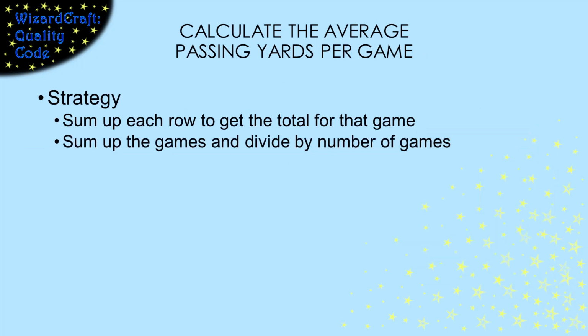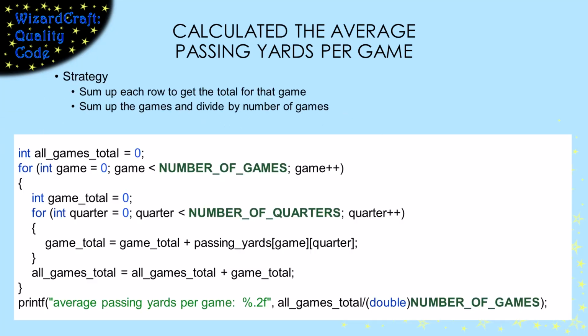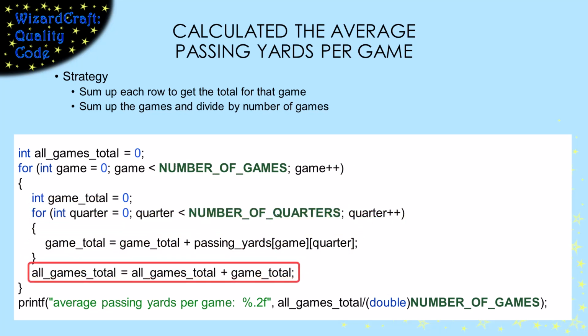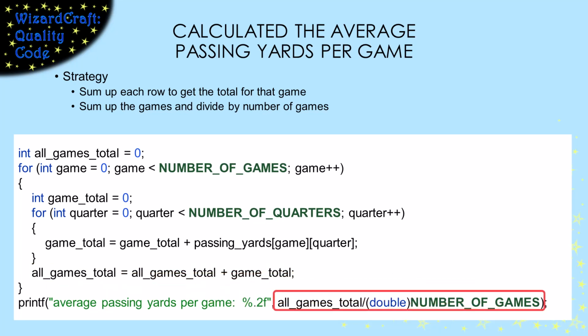We could also calculate the average passing yards per game. For that, the strategy is to get the sum for each game and add them to a running total, and then divide by the number of games. The outer loop is walking 1 row at a time, 1 game at a time, and the inner loop is walking across the quarters of each game and adding them up. Add that game's total to a running sum, and when the loops finish, we'll have a sum of all the games. Just divide that by the number of games to get the average.